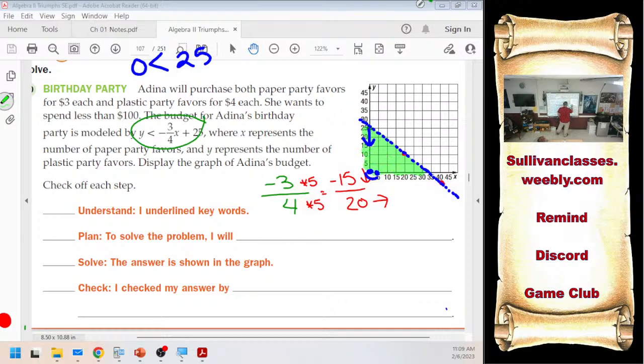Now, I'm only going to shade the triangle. Technically, it's everything back here. But it doesn't make sense to say that you're going to buy -5 of a thing. It doesn't make sense to say, I'll buy -20 of this thing, and that means I'll have to buy 112 of that thing. No, you can't buy negative of a thing. So I'm only going to shade just this part instead. There you go.